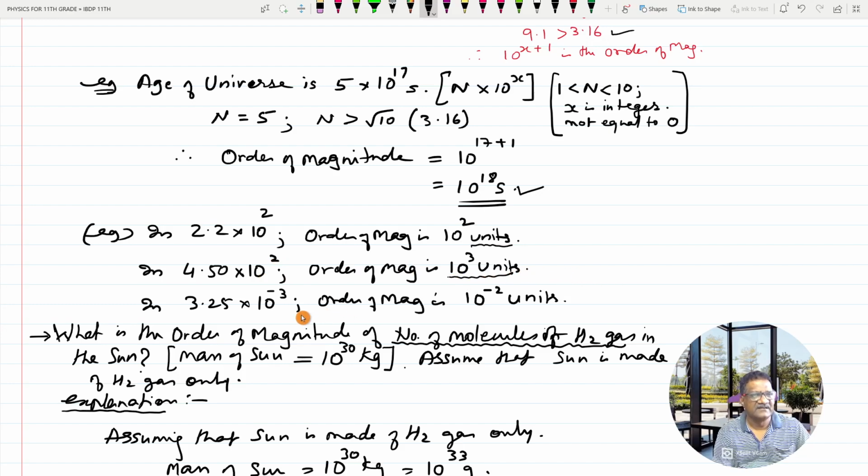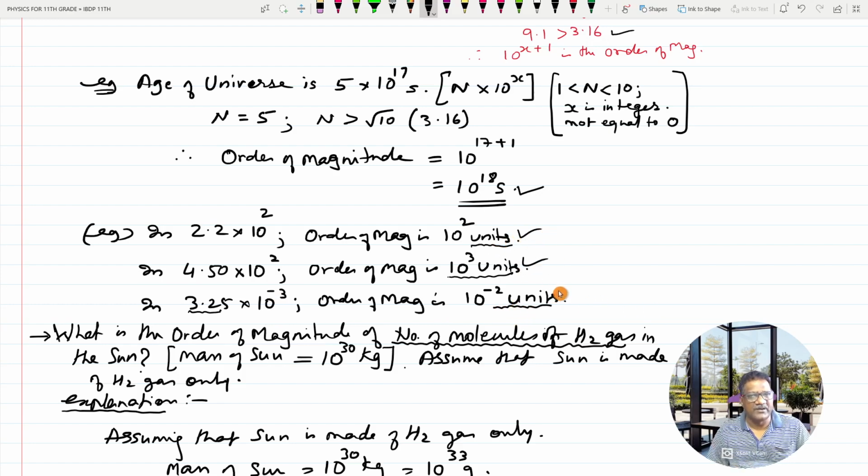Okay. Now, in this case, 3.25 into 10 raised to minus 3. Okay, in this also, the order of magnitude will be how much? Check this, 3.25. Now, 3.25 is greater than 3.16, isn't it? It is greater than 3.16. Therefore, the order of the magnitude will be 10 raised to minus 3 plus 1. And if you do that, you will get the order as 10 raised to minus 2.